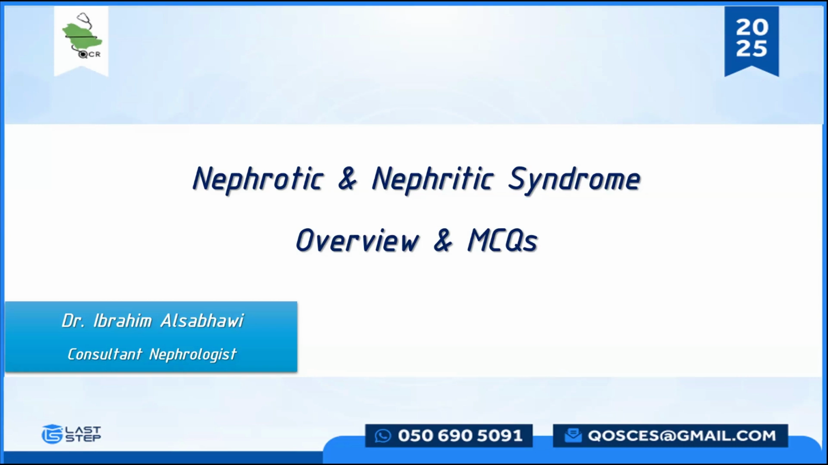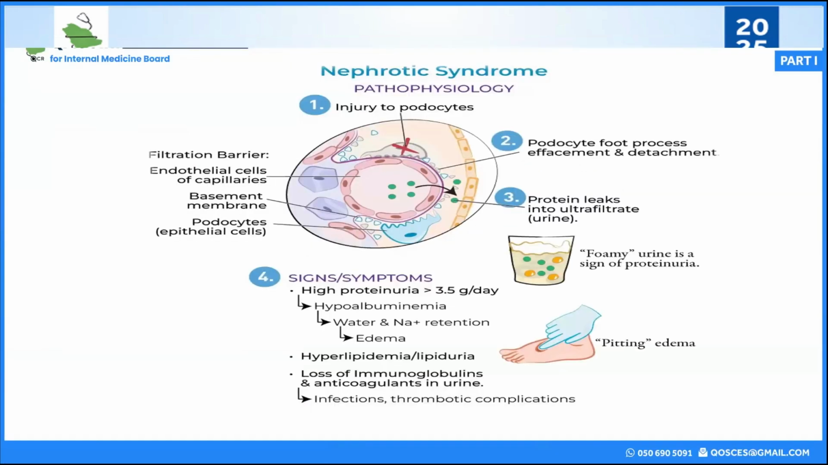So today we'll talk about nephrotic and nephritic syndrome. Before that, we have to understand the function of our glomerulus. You have to remember that we have what's called the filtration barrier, which consists of three important layers. First is the fenestrated capillary, second is the glomerular basement membrane, and the last one is the podocytes. In nephrotic syndrome, the layer affected is the podocyte, the last one.